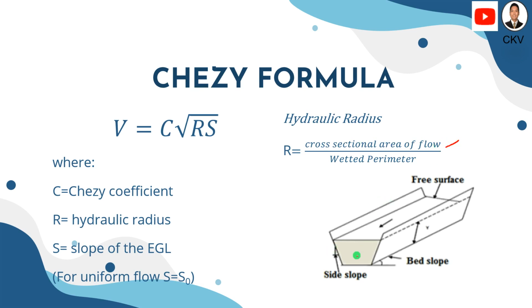So the cross-sectional area is this one, while the wetted perimeter is the perimeter which is in contact with the fluid. Okay, so say if this is your open channel, this is your wetted perimeter only, excluding the open free surface.